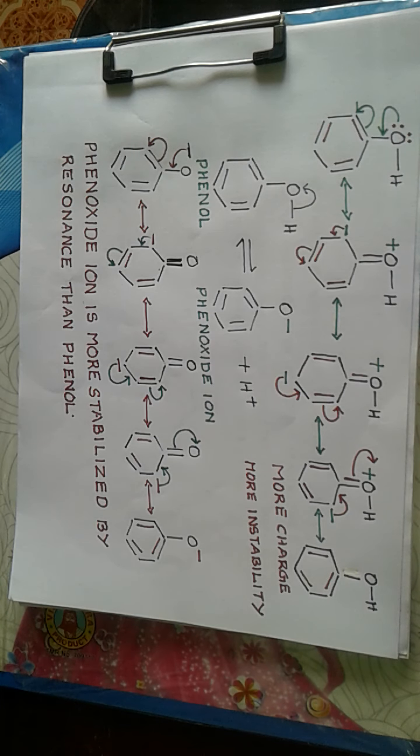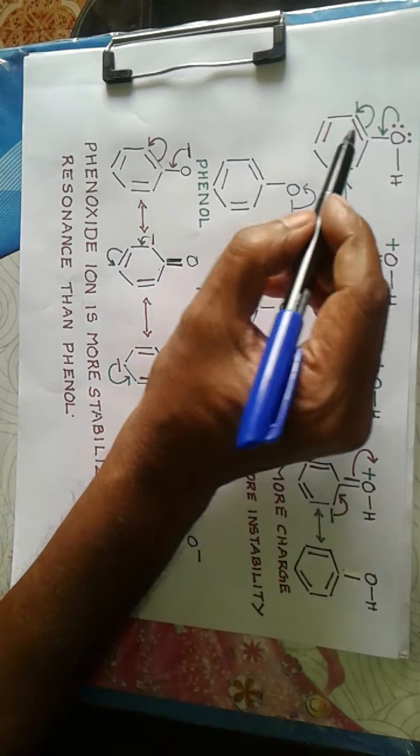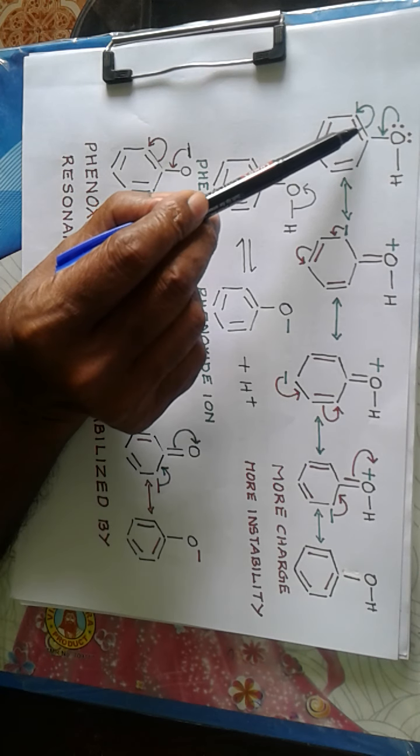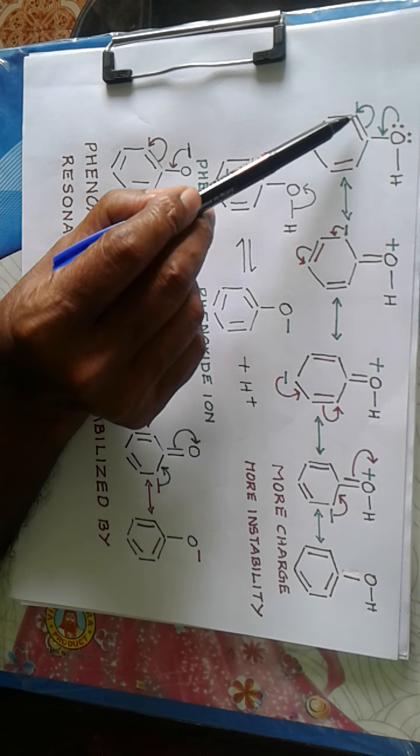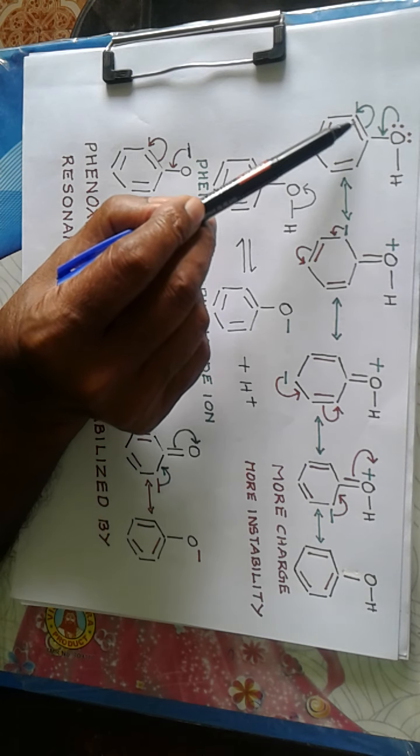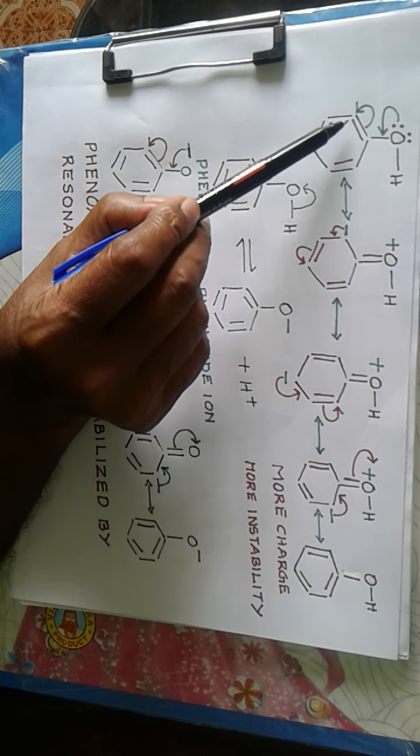Coming to the preparations and properties of phenol. Before starting the preparation and properties of phenol, let us see the resonance in phenol. Now, first of all, this C=C pi bond here, the arrow starts from the upper bond, it is considered as the pi bond. So that lower bond is the sigma bond.